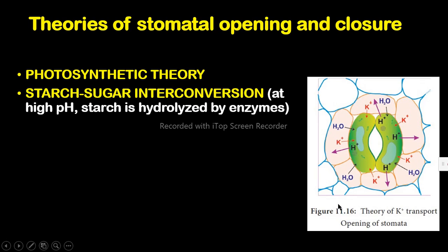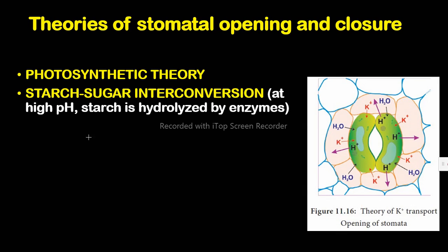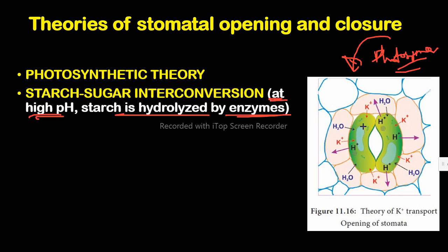And this theory suggests that at high pH, the starch is hydrolyzed by the enzymes within these guard cells. And so what is causing the high pH? During the day, there is a high rate of photosynthesis. You have a high rate of photosynthesis, and so the carbon dioxide is used.